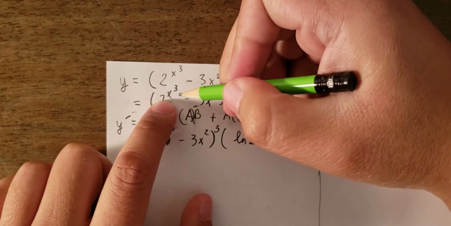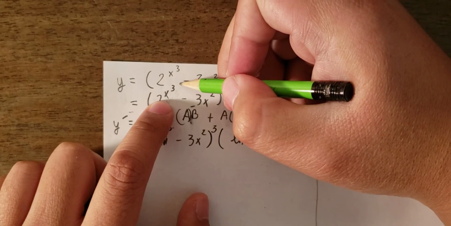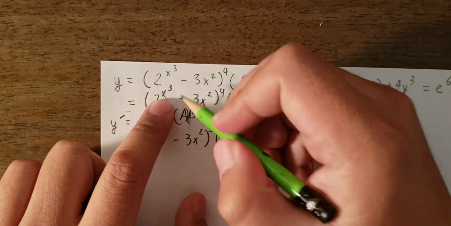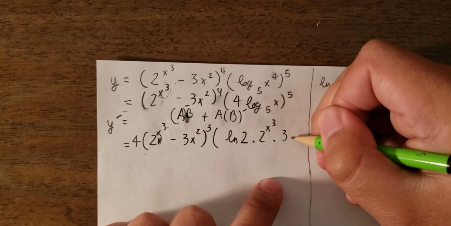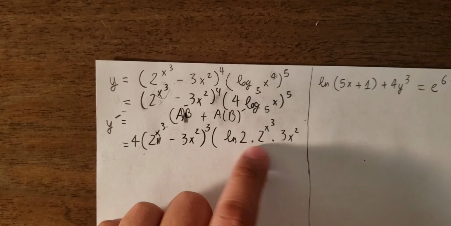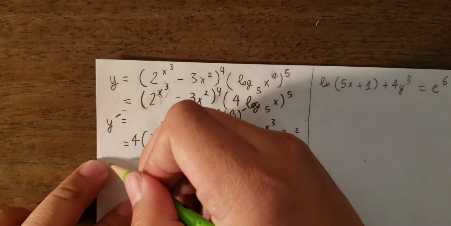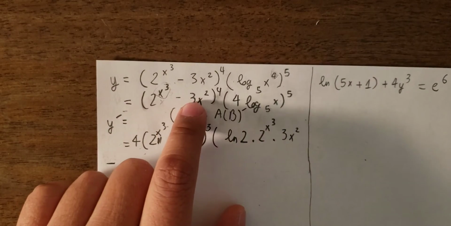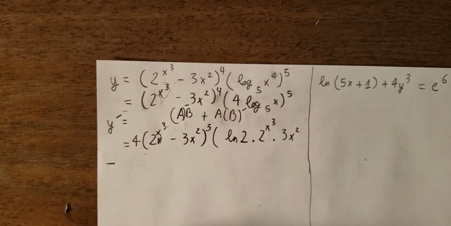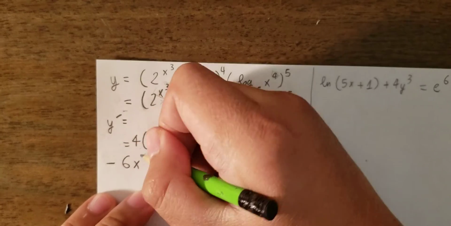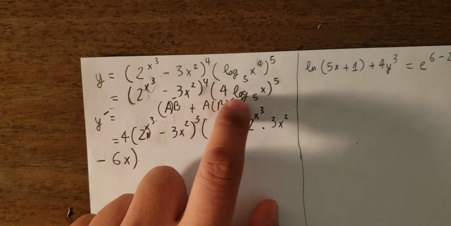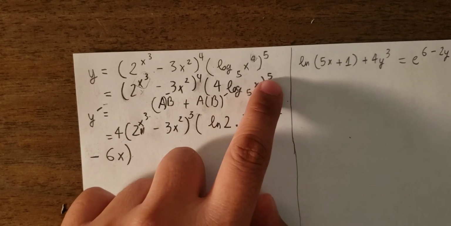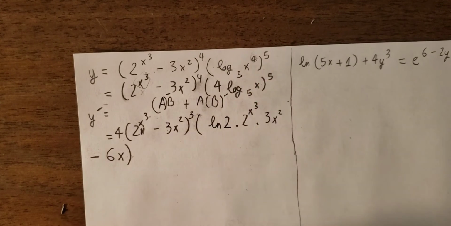Here we still have s^3 in the power, so we do the first derivative of the power, and you get 3s^2. This is multiplied together. Minus, we have 3s^2, which becomes 6s here, and we multiply with 4 log base 5 of s, with the power 5.